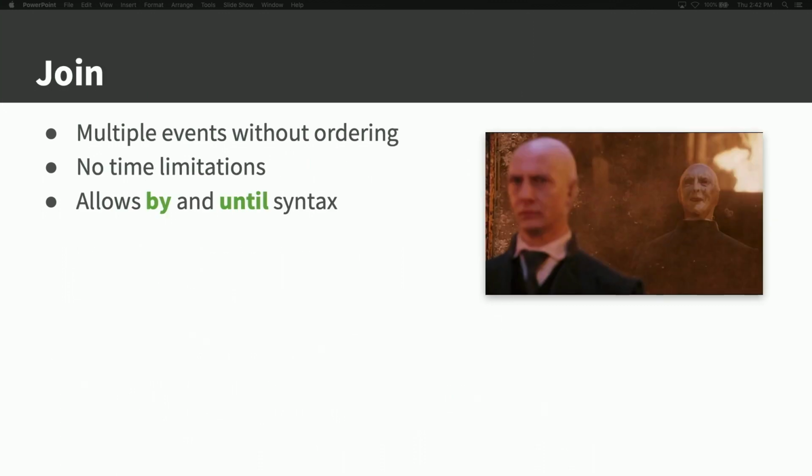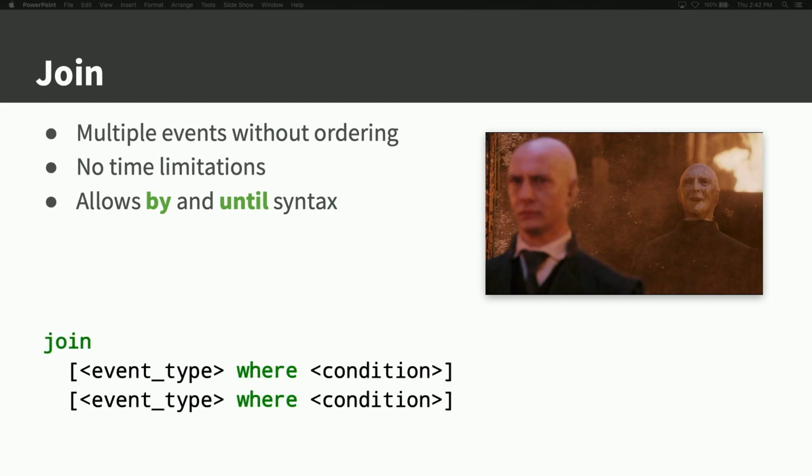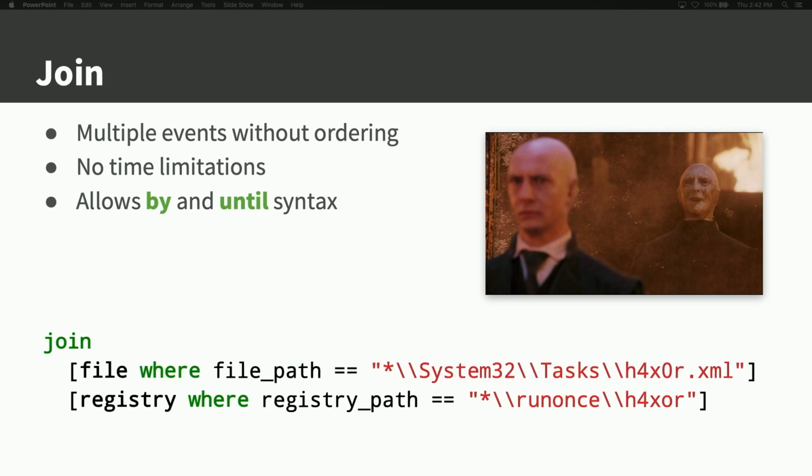And speaking of, there's also joins. So sometimes you don't always know the order things happen, but you know that they're going to exist. And so you could say, I'm just looking for a pair of things, or maybe 5 events that look a certain way and have things in common. So this is that query. It looks similar to the sequence, but a little simpler. One example is looking for a file event that created a task, and then a registry event creating a run once key. So this would match only if both of those are met.